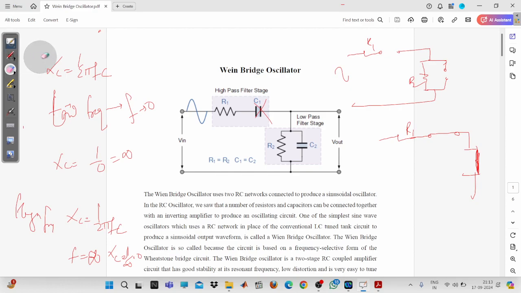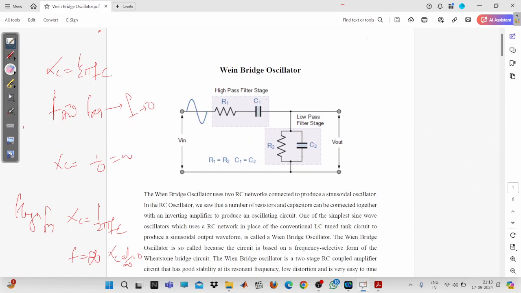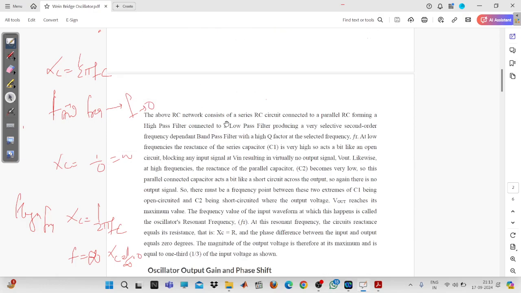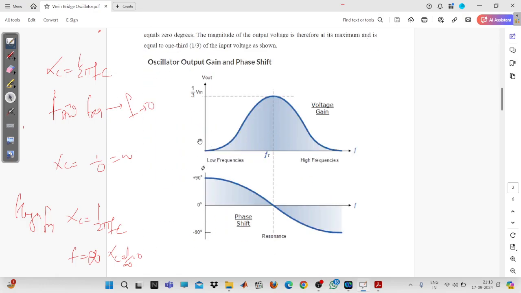So I think these are two extremes which we are talking about. That is the low frequency and the high frequency. These are the two extremes. So between these two extremes, you are going to have the higher value, and that higher value is possible only when resonant frequency is there, and that resonant frequency will be obtained only when Xc is equal to R. Fine, Xc will be equal to R.